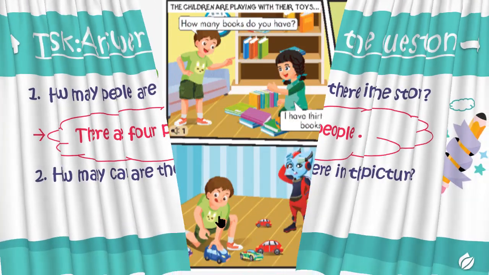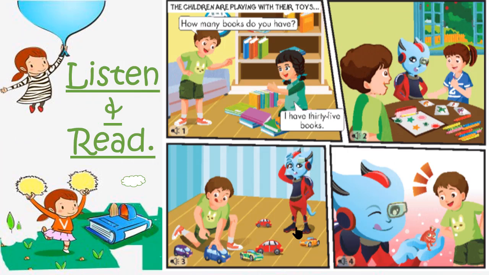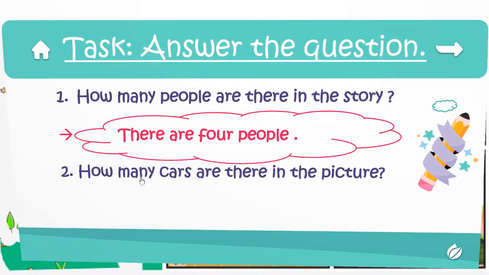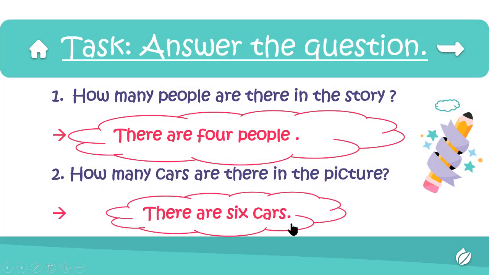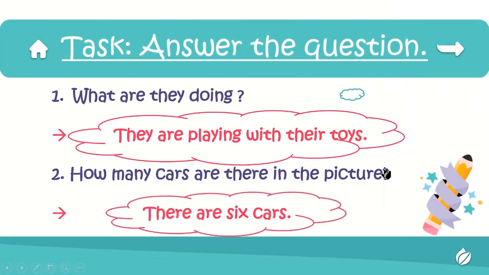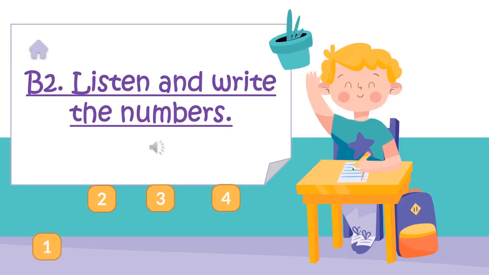Let's count with me. 1, 2, 3, 4, 5, and 6. So the answer here is there are 6 cars. Very good. We will continue with part B2. Listen and write the numbers.